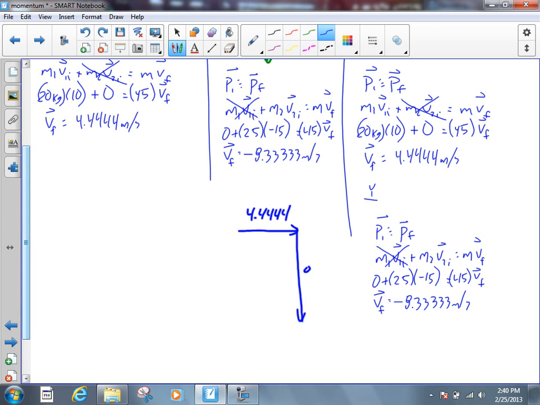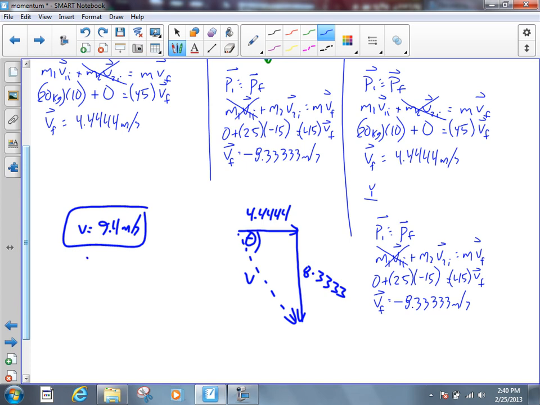We've got 8.33 that's downward. The resultant velocity will be from start to finish. The angle is always going to be drawn in here at the beginning of the diagram. When we solve for v here, using the Pythagorean Theorem, it's going to work out to be 9.4 meters per second. The square root of 4.4 squared plus 8.3 squared equals 9.4.